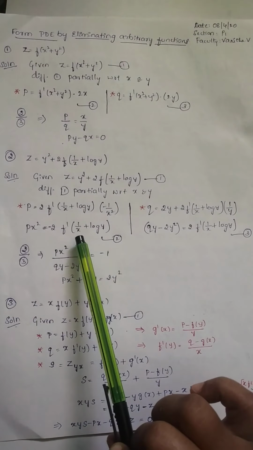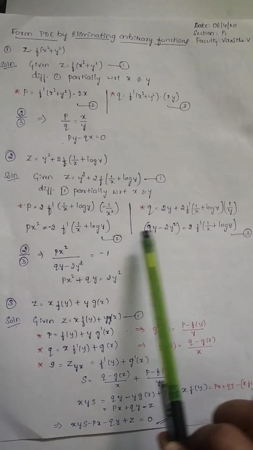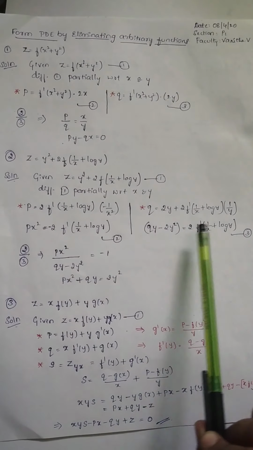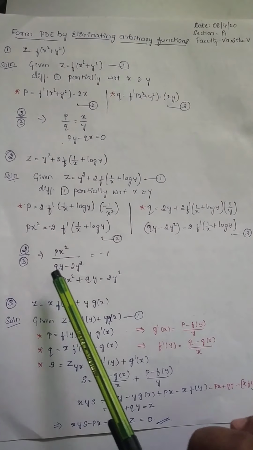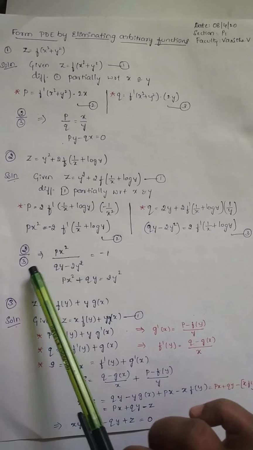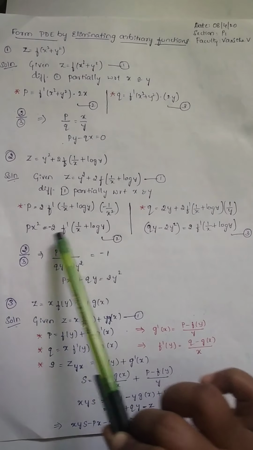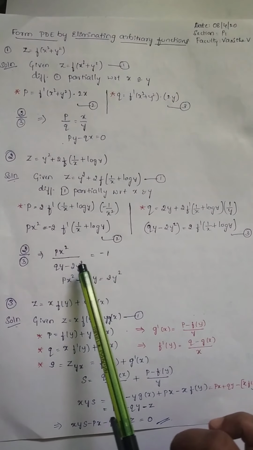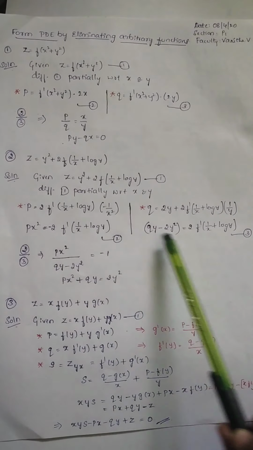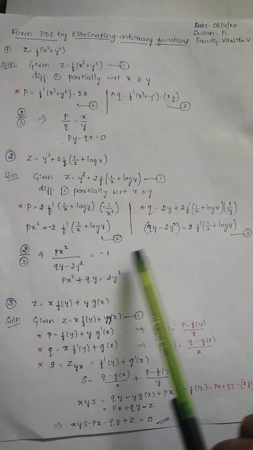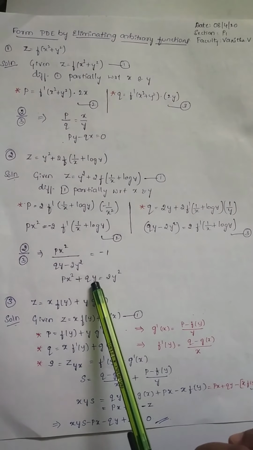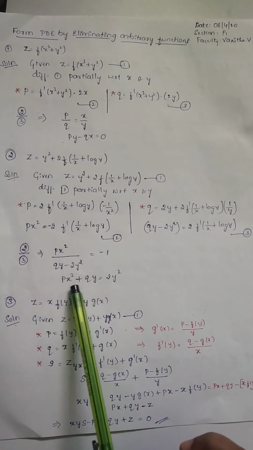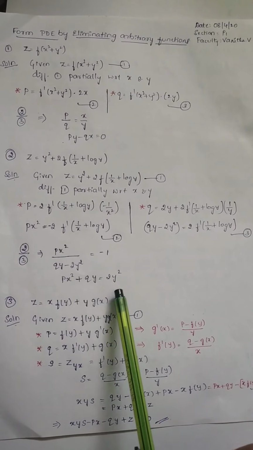And now again you can observe f dash is present in the RHS of equation 2 and 3, so easily by division you can cancel f dash. Okay, so take 2 divided by 3, so left hand side you write px square divided by qy minus 2y square, and in the RHS after cancelling f dash and 2 you will get minus 1, and now cross multiply, transpose qy to get the answer px square plus qy is equal to 2y square.